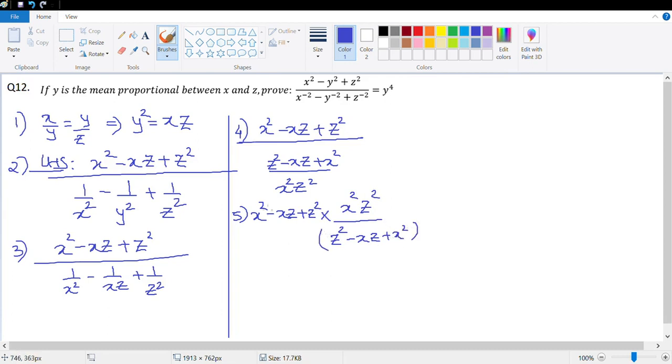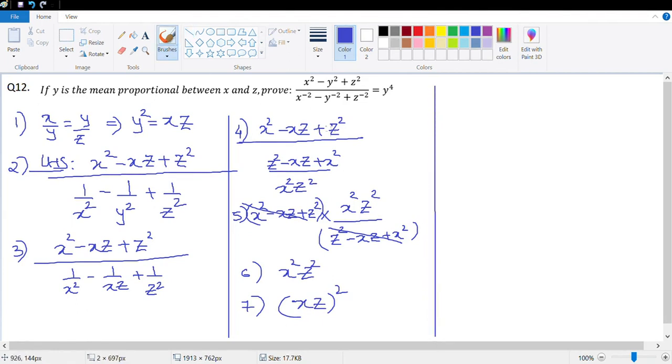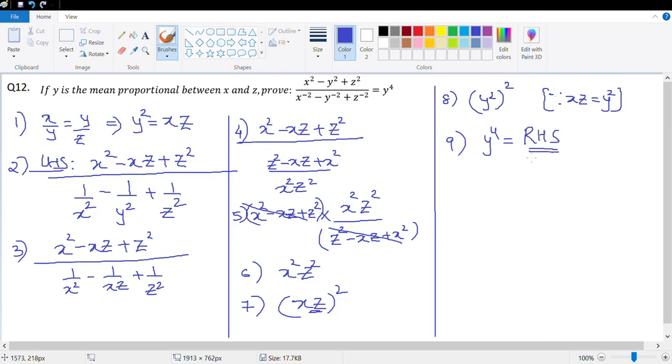I notice that these two terms are exactly the same, so they get cancelled. So what is on my numerator is x square z square. I can also write this as xz the whole square. But I know xz is nothing but y square. So this is nothing but y square to the power 2. Reason: since xz is equal to y square, I've just replaced the value of xz with y square. This gives me y to the power 4, which is equal to right hand side.